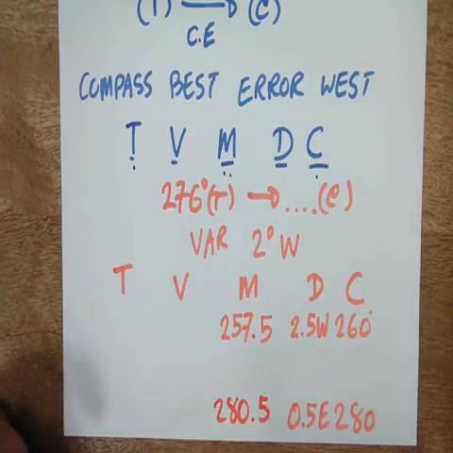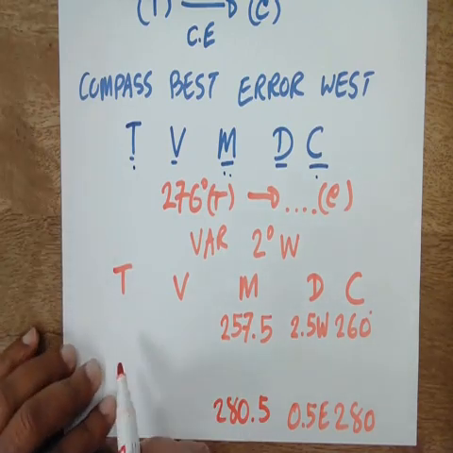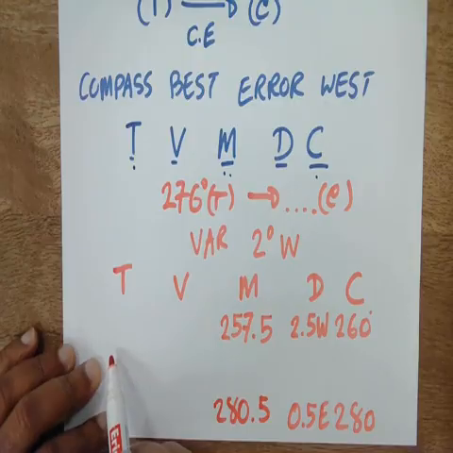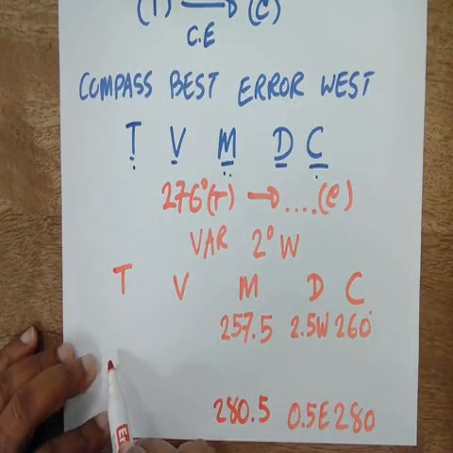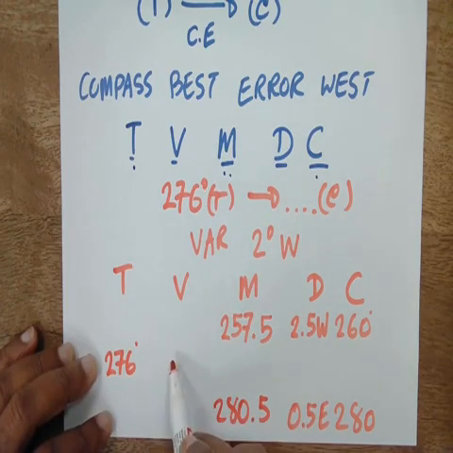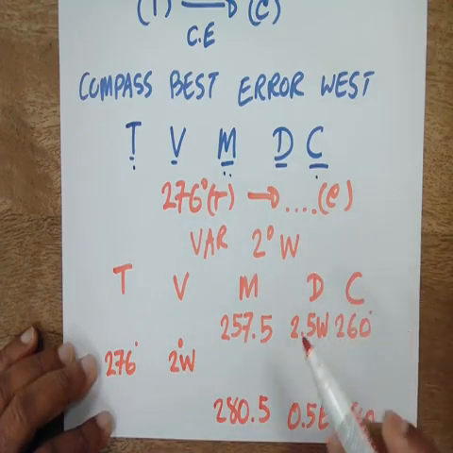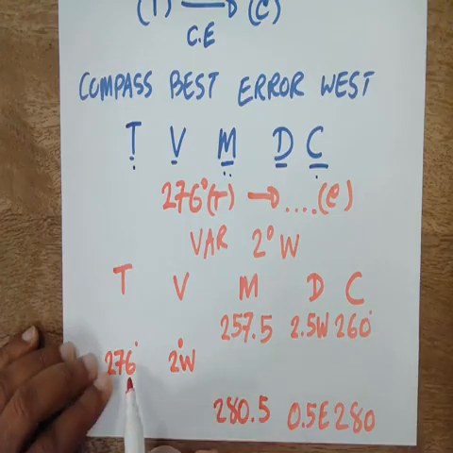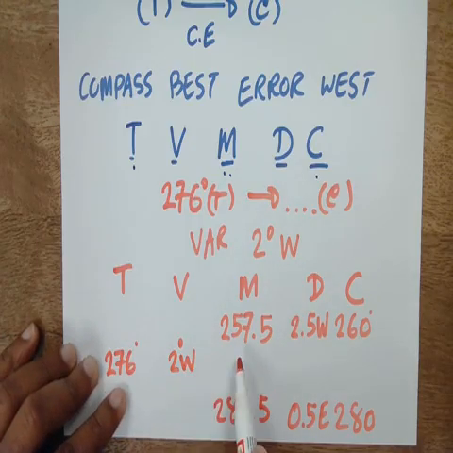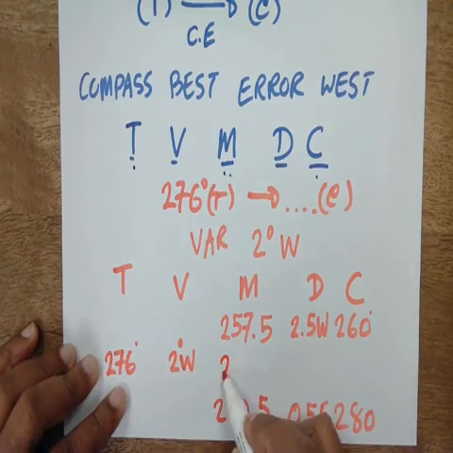Right? So now let's write 276 here, which is the true course. Now we know that the variation is 2 degrees west. Because of that, for 276, the corresponding magnetic heading is going to be compass best, error west. That means magnetic is more, that is 278.